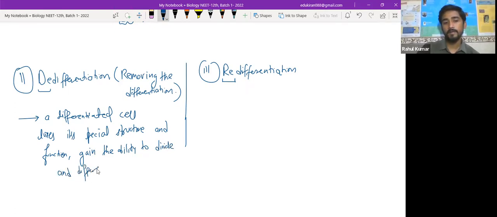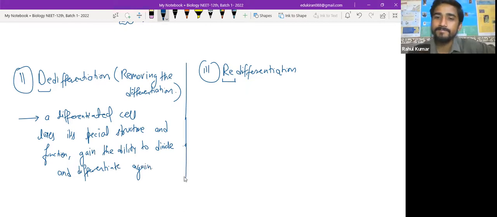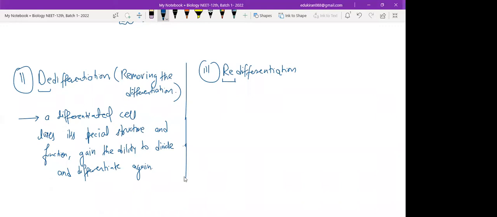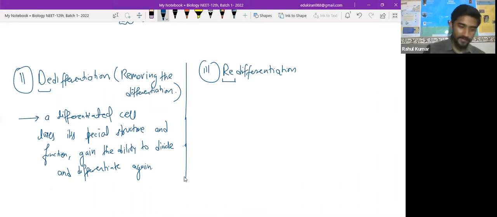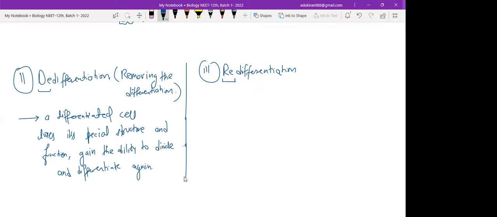Divide and differentiate again. Is it clear? Yes, sir. Now tell me, what does redifferentiation mean? This you have to tell. I talked about two, you have to talk about the last one. What do you understand by redifferentiation? Yes, Arjun. The differentiation takes place again.